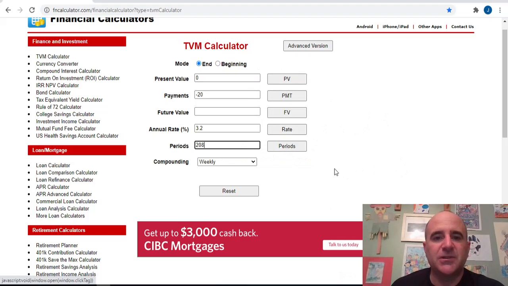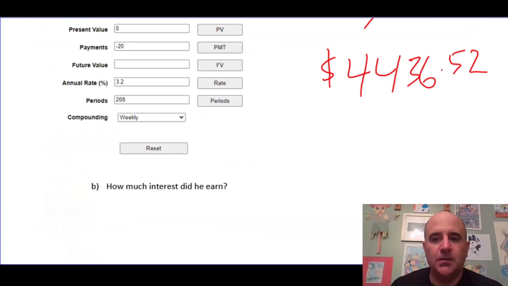To use this TVM solver, you then go to the value you want to solve for, in this case, the future value. And we click on the future value button and it's going to solve it for us. So hit the future value and I get the answer of $4,436.52. So that's how much money you would have. And that's your answer for part A. Now notice if I forgot and I had made the payments positive 20, it still works. You just get a negative future value, which is kind of strange. That doesn't really matter.